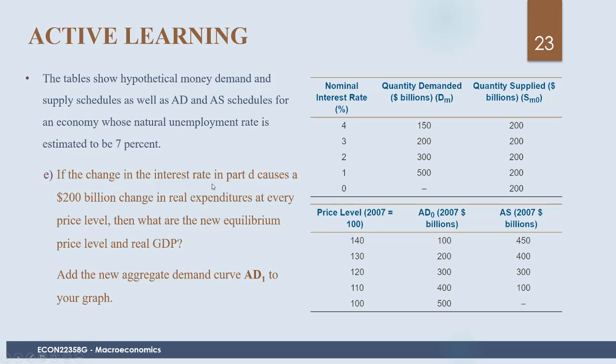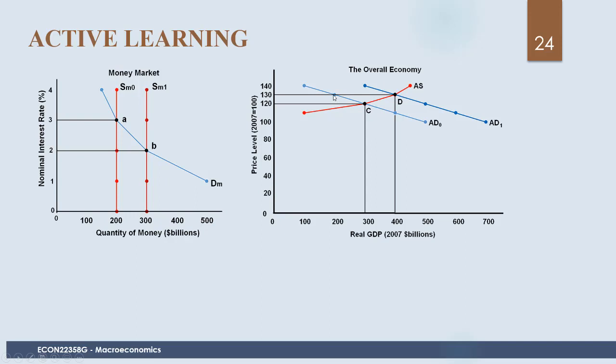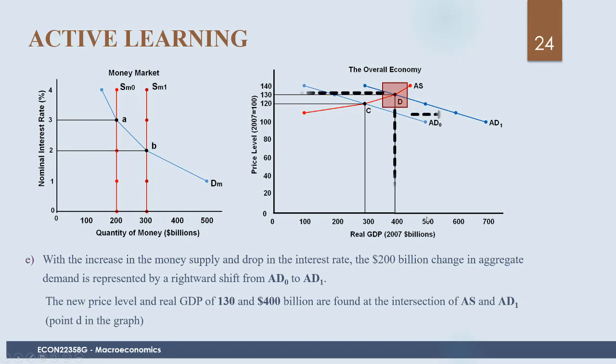So if the change in the interest rate in part D causes a $200 billion change in real expenditures at every price level, then what are the new equilibrium price level and GDP? So basically, we have some information now about how far the aggregate demand curve will shift to the right. It will shift to the right by $200 billion. So the horizontal distance between any two points on these two curves is $200 billion. And so it's going to intersect the aggregate supply curve at a price level of 130 and real GDP will be 400.